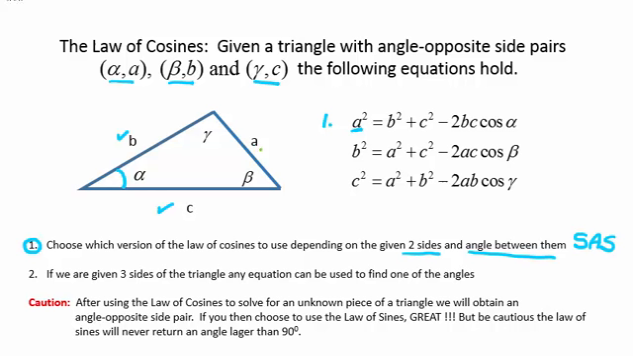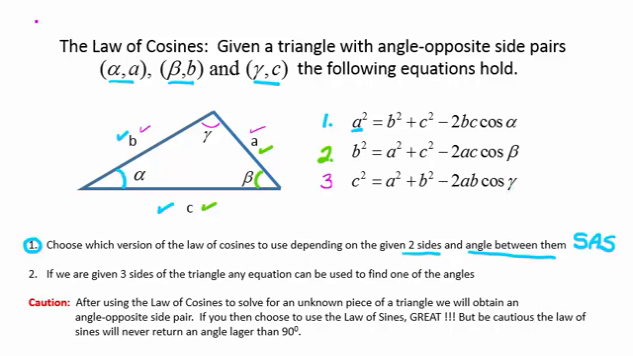Similarly, if we were given sides A, C, and the angle beta between them, then the second version of the law of cosines could be used to solve for B. B squared would equal A squared plus C squared minus 2AC and the cosine of beta. And lastly, if we were given sides A, B, and the angle gamma between them, then the third version of the law of cosines could be used to find C. C squared would equal A squared plus B squared minus 2 times AB and the cosine of the angle between them.